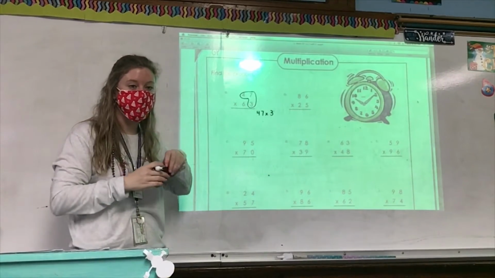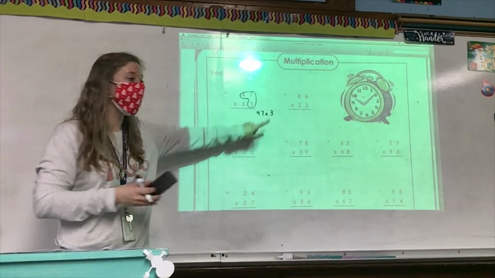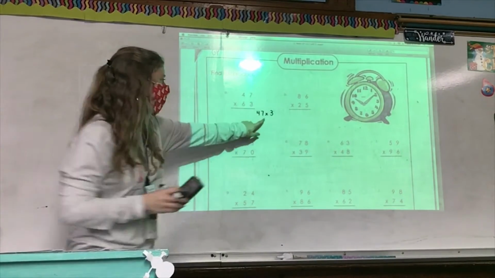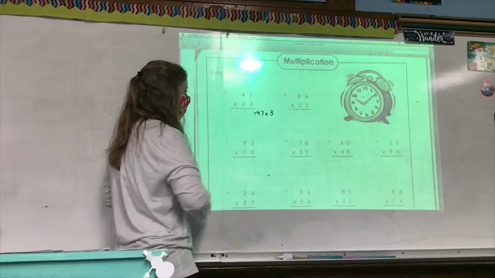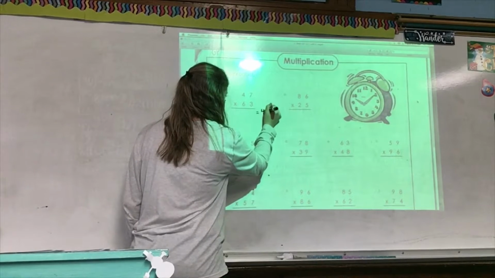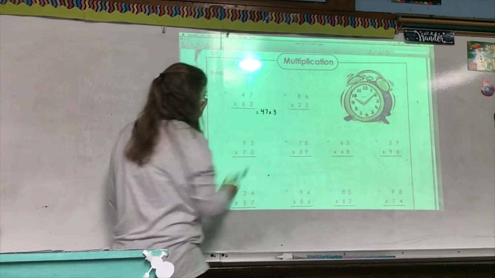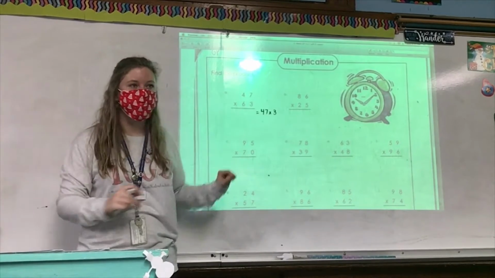You don't have to do this bubbling because remember, it's going to get confusing if you do it. But you do 100% need to write these mini problems. And I know, let me write it. I'm going to write it a little further over. I know my first partial product is going to be whatever 47 times 3 is.